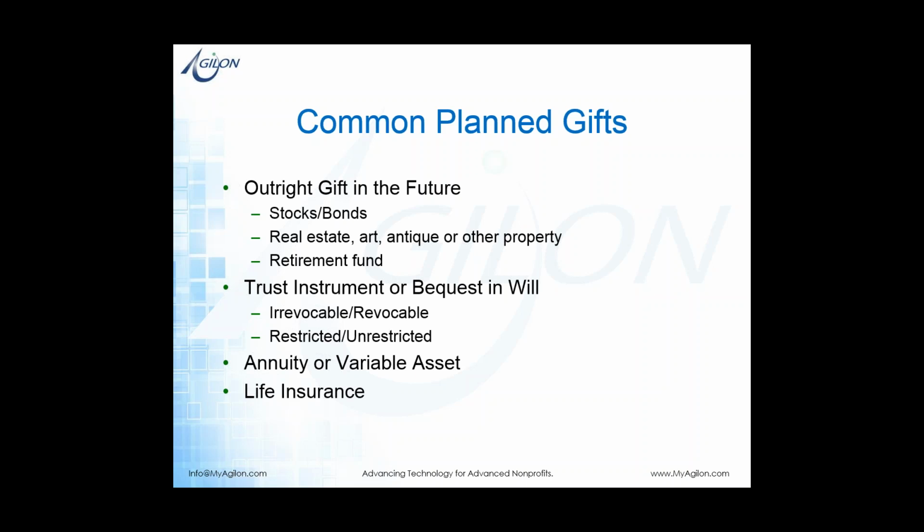Start with some basic types of planned gifts. An outright gift is the simplest type, and to make it a planned gift, that's a gift that's planned to occur in the future, generally through an estate and generally after the donor's passing. Stocks and bonds, in addition to cash, of course, are fairly common. Assets like real estate, art, antiques, really any kind of property with value can be passed through the estate as a planned gift. And even retirement fund assets can be passed as a planned gift, as with anything that the donor owns at the time of their death can be passed through their estate.